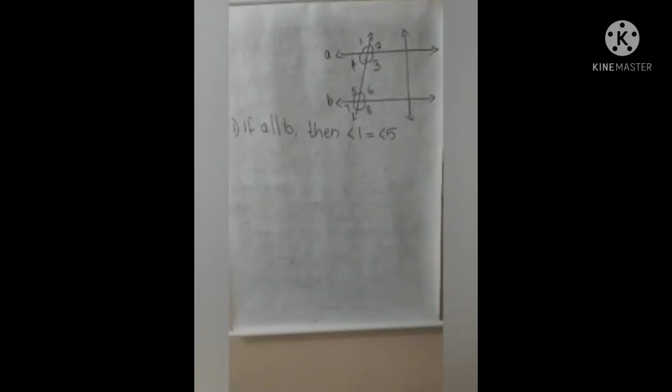So the first statement is, if A parallel to B, then angle 1 equal to angle 5. This is a symbol of parallel. You have already studied that. We read it as A parallel to B. So what is the question? If A parallel to B, then we have to prove angle 1 equal to angle 5.